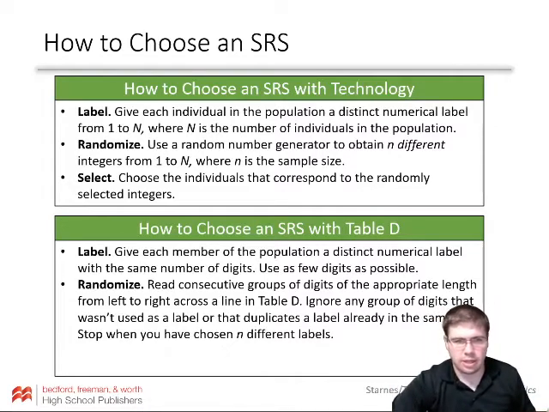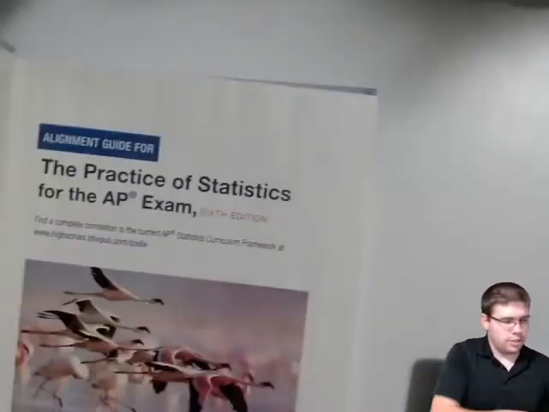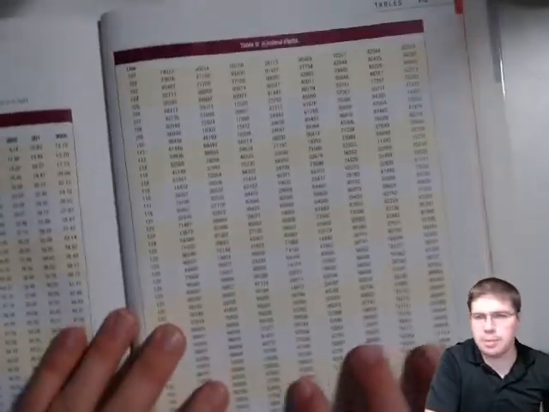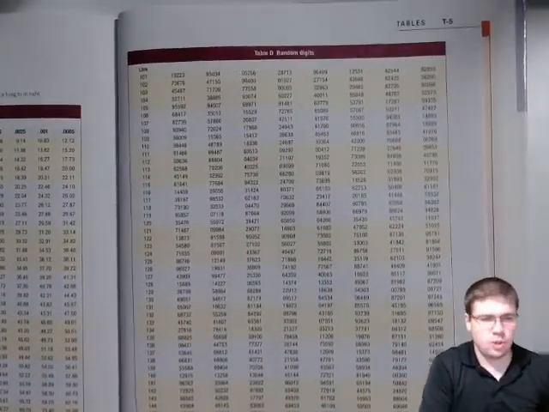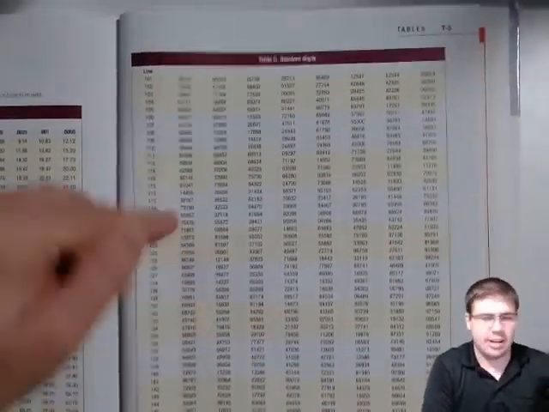So just real quick to show you again. Here is your textbook. You've got those tables in the back. You can choose to use, where is it? There's our z, t, chi-square, and our table of random digits. And so what you can do is you kind of haphazardly choose a row.